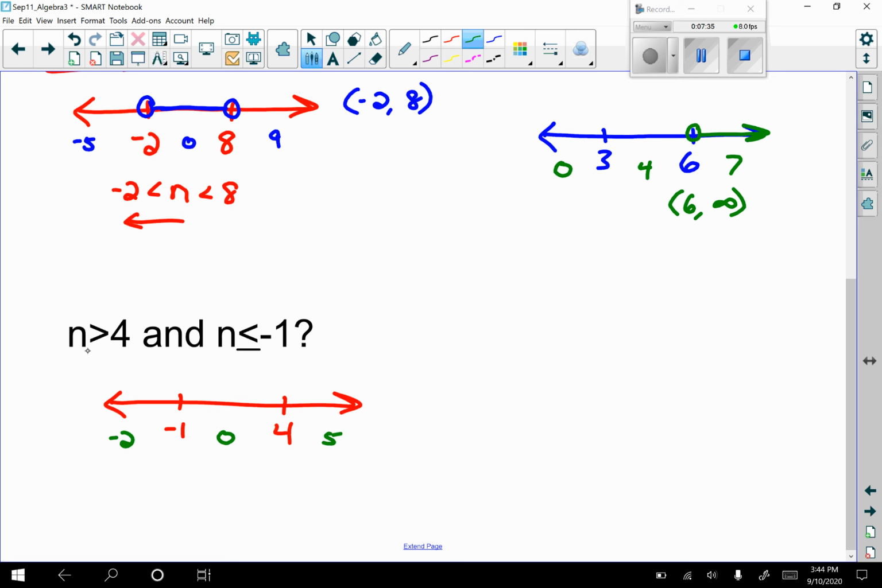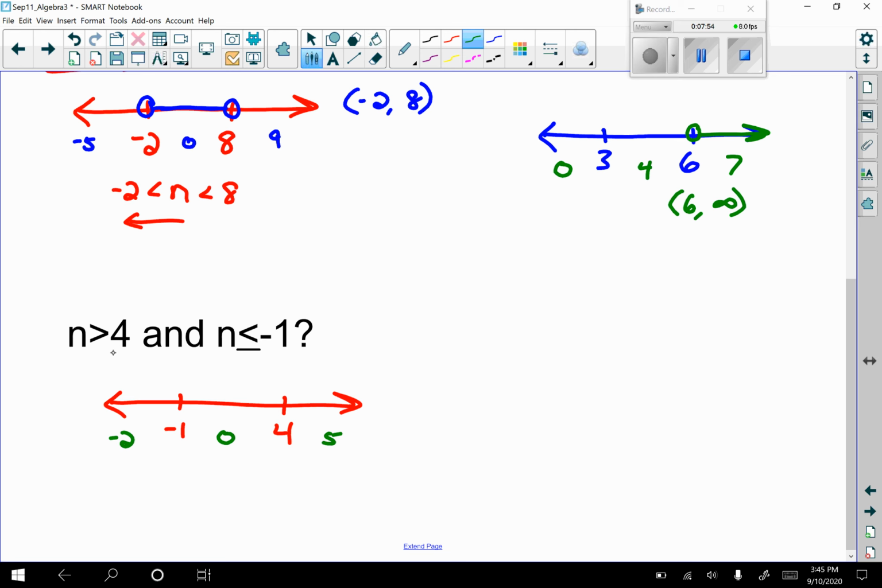So -2, is that greater than 4? No. Is -2 less than or equal to -1? Yes, but because we get a no for the first one, we don't shade it. For 0, is 0 greater than 4? No. Is 0 less than or equal to -1? No. So that's not going to work.